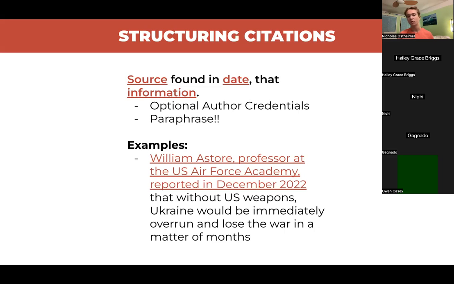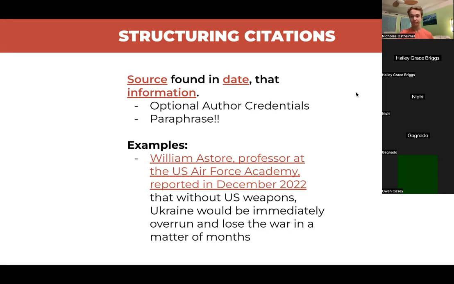Meanwhile, if I were to say that without US weapons, Ukraine would have been immediately overrun and lost the war in a matter of months, according to William Astor in a paper published by the US Air Force Academy in December of 2022. By the way, he's a professor. It sounds a lot clunkier when you have the source in the back, because when your audience first hears it, they don't attach the credibility of the title to the claim that you are making. So always keep that in mind.